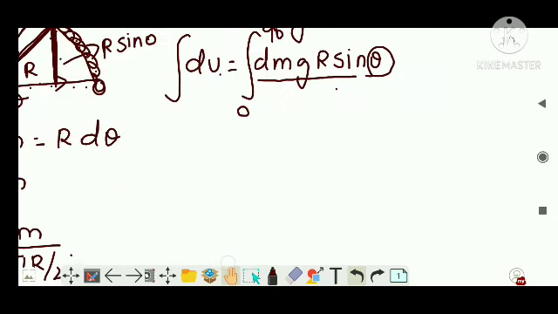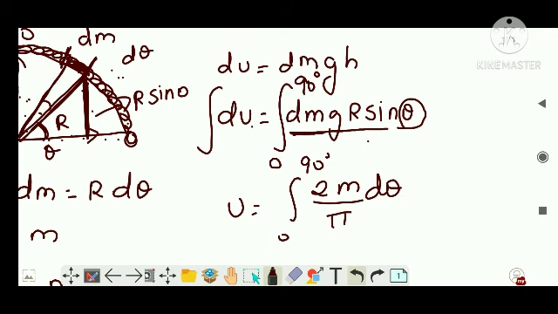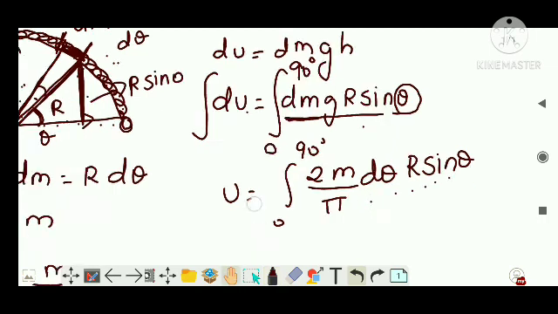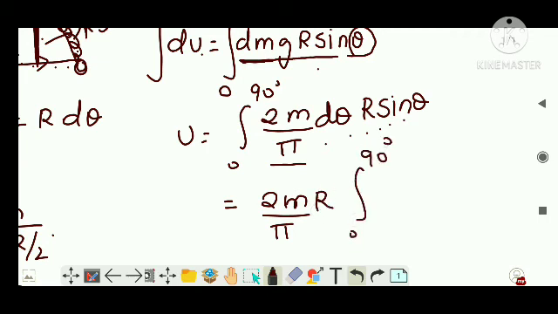Now let's come back to the initial equation, this one, that is integral dU, that is actually U, no? So U is equal to integral 0 to 90 degree. What is dm now? We just found dm as 2m by pi d theta, right? And there is r, then sine theta, right? Now all the terms are in theta form. Now it is easy to integrate. Now let's move on by removing constant terms. Removing means bringing it out. 2m by pi constant, r is constant, 0 to 90 degree, right? And there is a sine theta d theta.